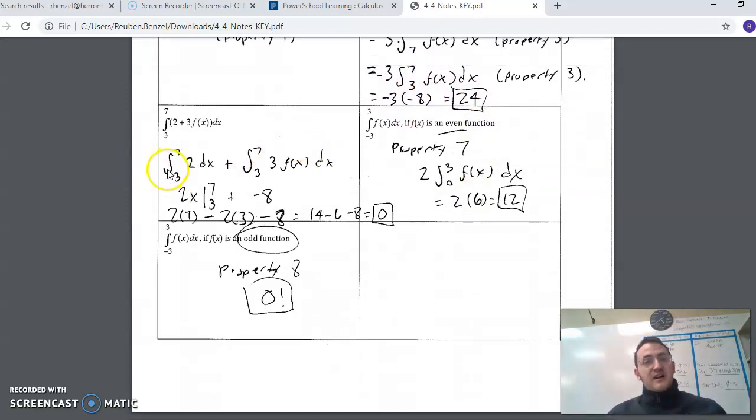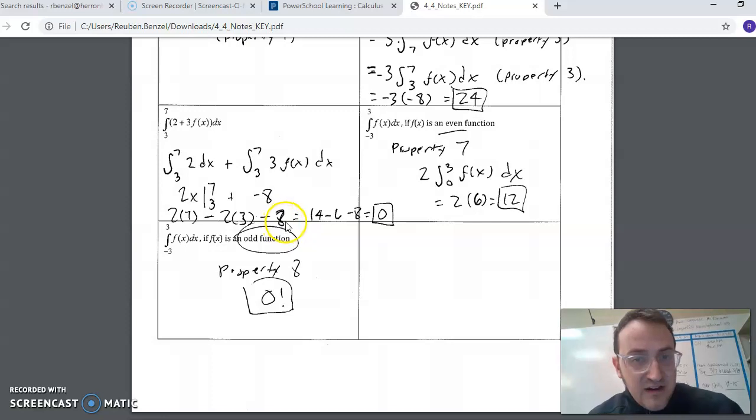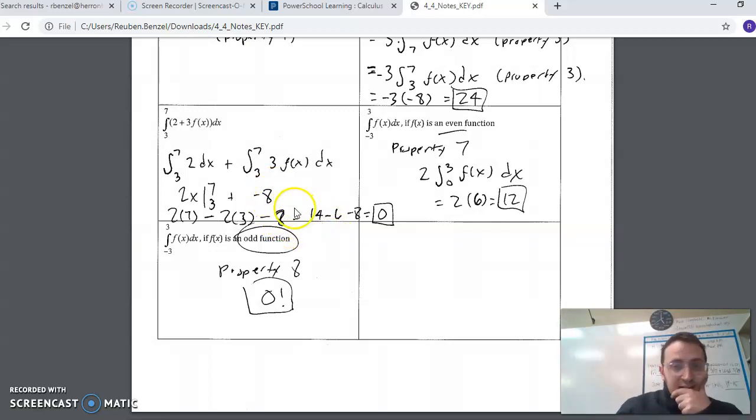This one, I got the integral from 3 to 7 of 2 plus 3 f of x dx. So I'm just going to divide it into 2 pieces. Now this integral is a really easy definite integral where it's just 2x. And I just evaluate it just like the old definite integral unit. This one, I am provided with this 3 f of x. I pull the 3 out. And as a result, I get negative 8.